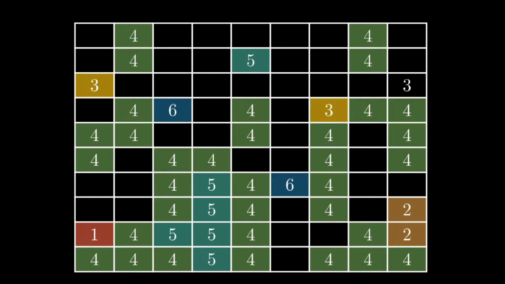Let's look at the 3 on the right first, and we'll notice that it can't extend 2 squares to the left as it would merge with the 3. Thus, it has to extend at least 1 square upwards. This makes it so that the tetromino in the upper right corner must extend left, and this will allow us to complete that tetromino.